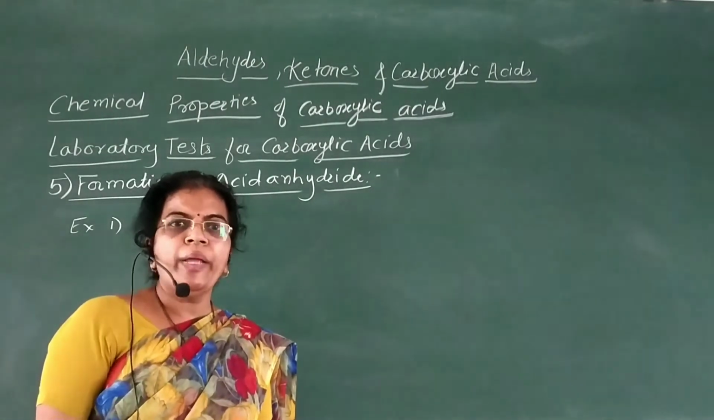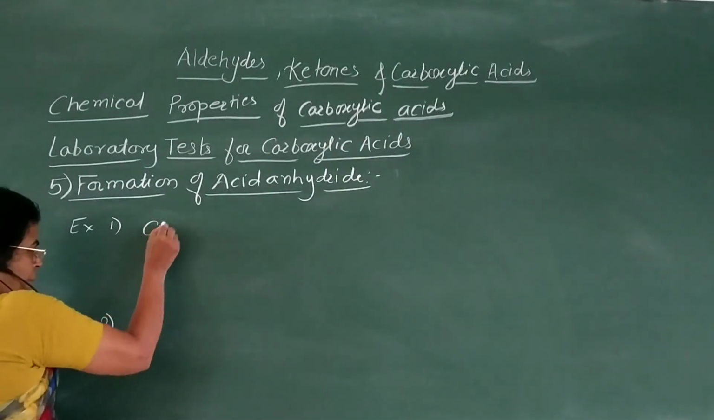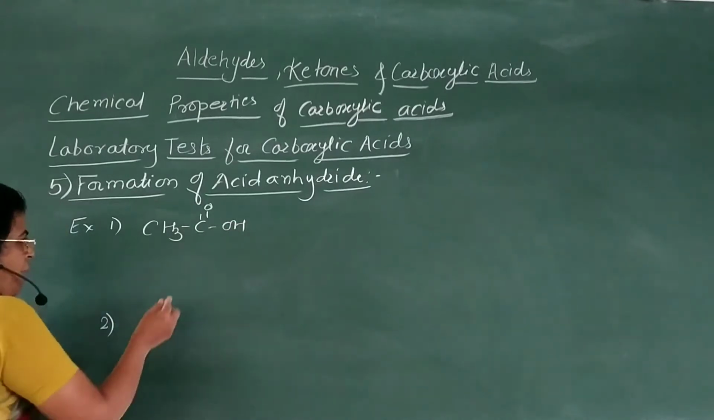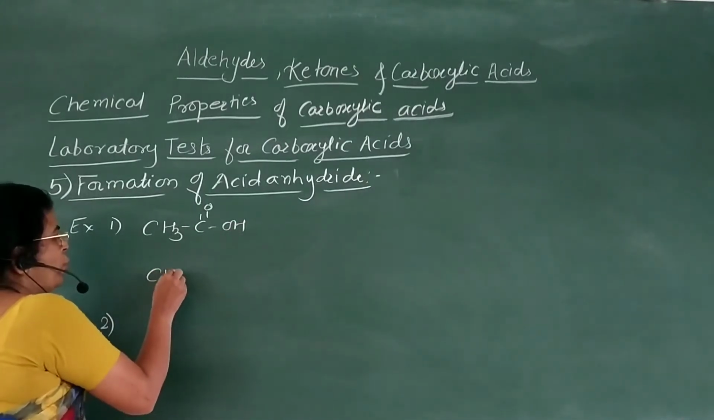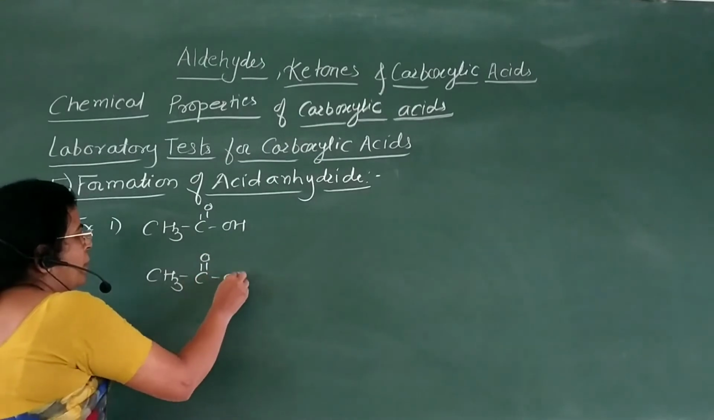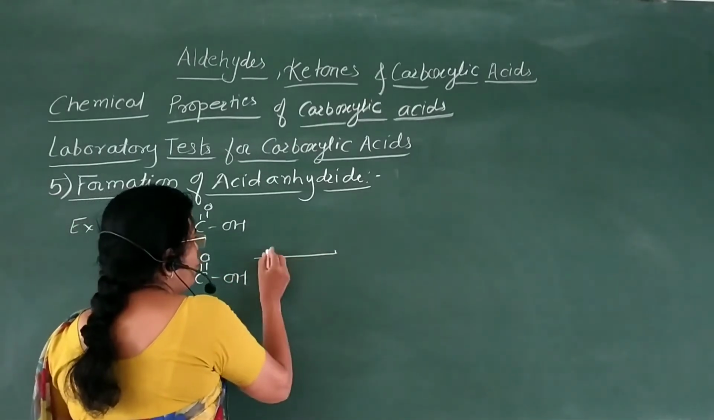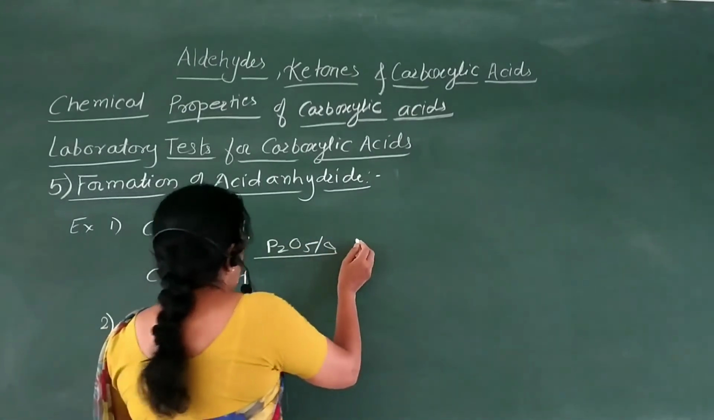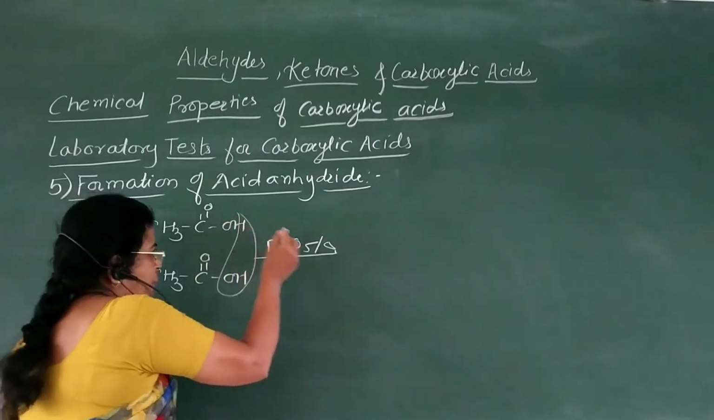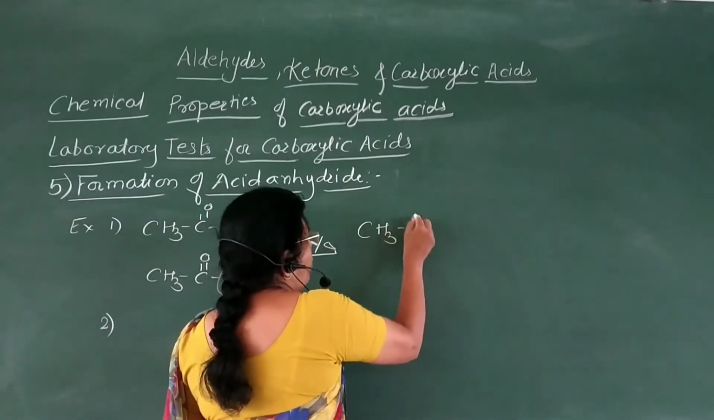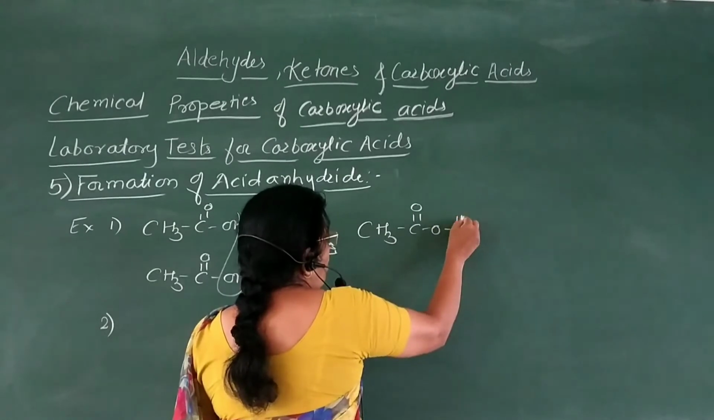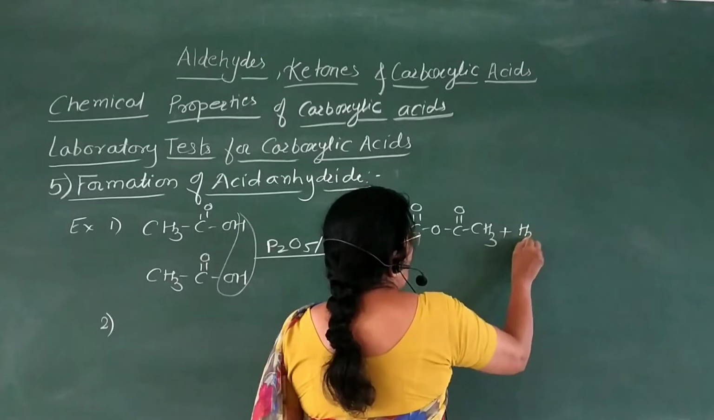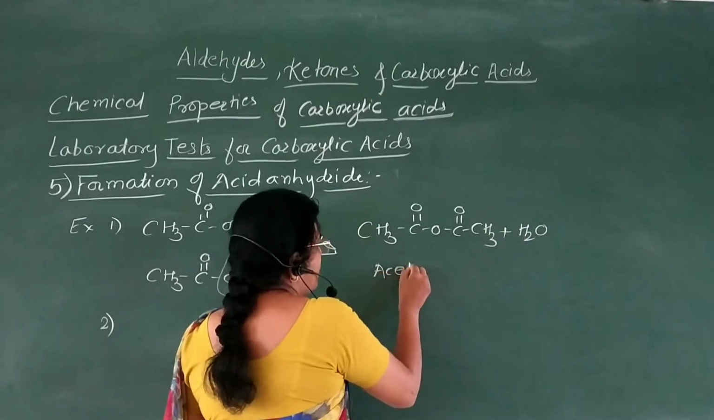Now we are going to see some examples. First, if two molecules of acetic acid, that is CH3COOH, are treated with a second molecule of acetic acid in presence of phosphorus pentoxide or concentrated H2SO4, heat this reaction mixture, then removal of H2O takes place to give CH3COOCOCH3 plus H2O. This is acetic anhydride.